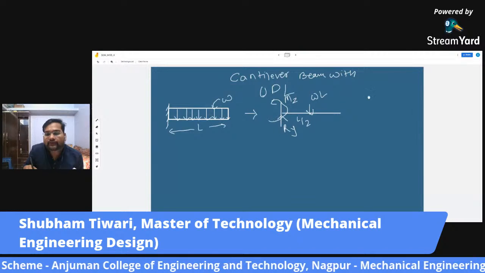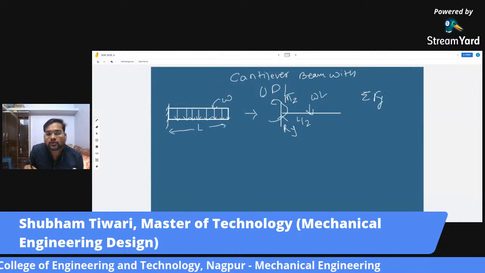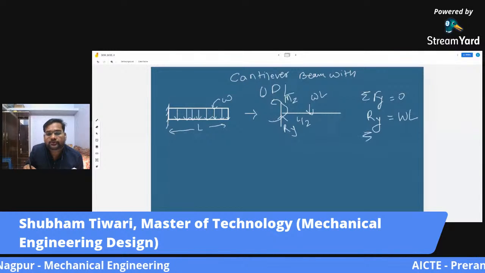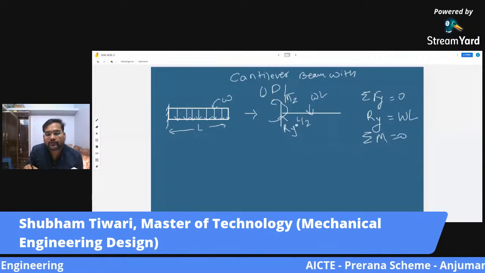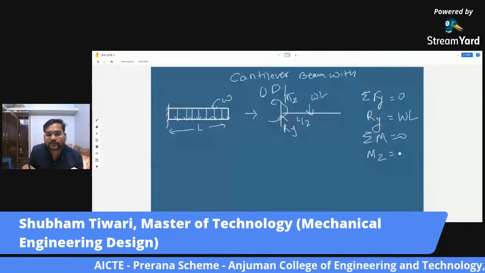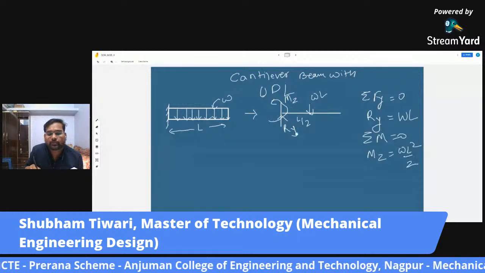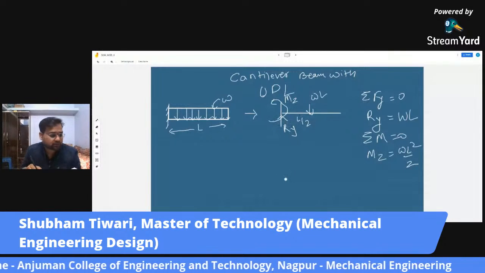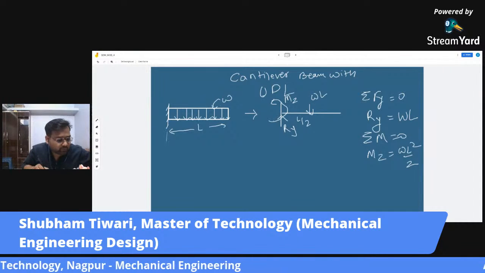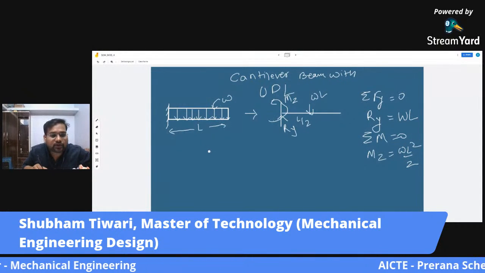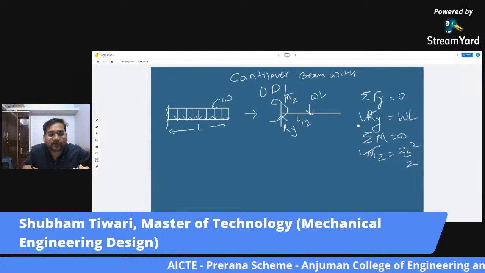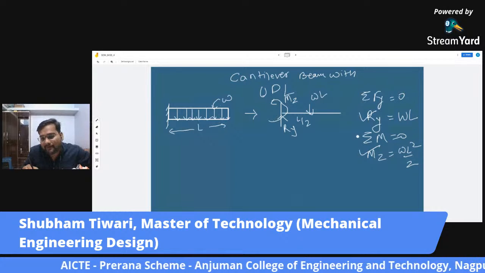So we will do summation Fy equals to 0. It will come Ry equals to WL. Summation of moment equals to 0. Mz is in negative direction. Mz equals to WL into L by 2, which will be WL square by 2. Load into perpendicular distance. So now we have the bending moment as well as the reaction. Now let us draw our shear force diagram.